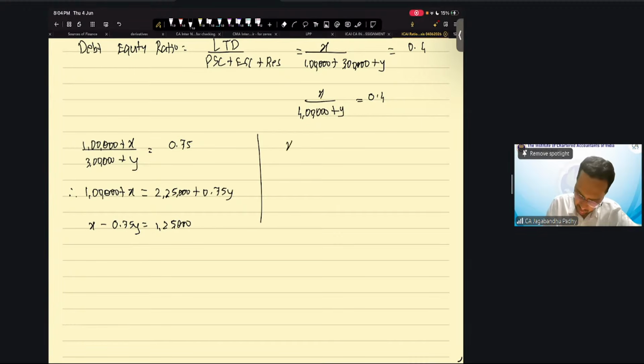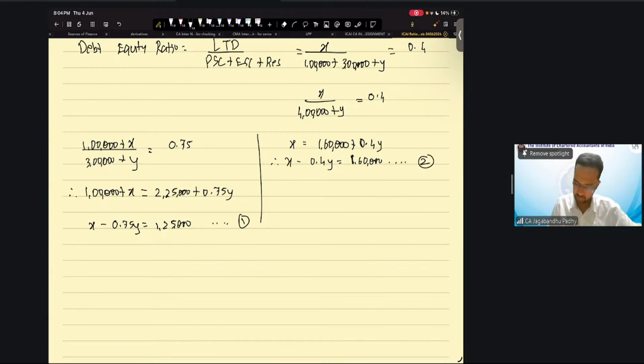And the next equation is X is equal to 4 lakh into 0.4, which is 1,60,000 plus 0.4Y. So you have this as X minus 0.4Y is 1,60,000. So this is equation number 2. Then we have X minus 0.75Y is equal to 1,25,000, which is equation number 1.